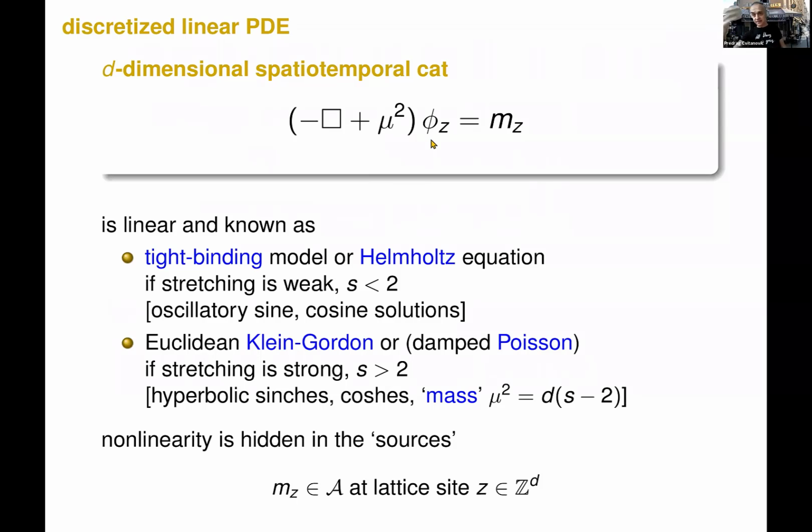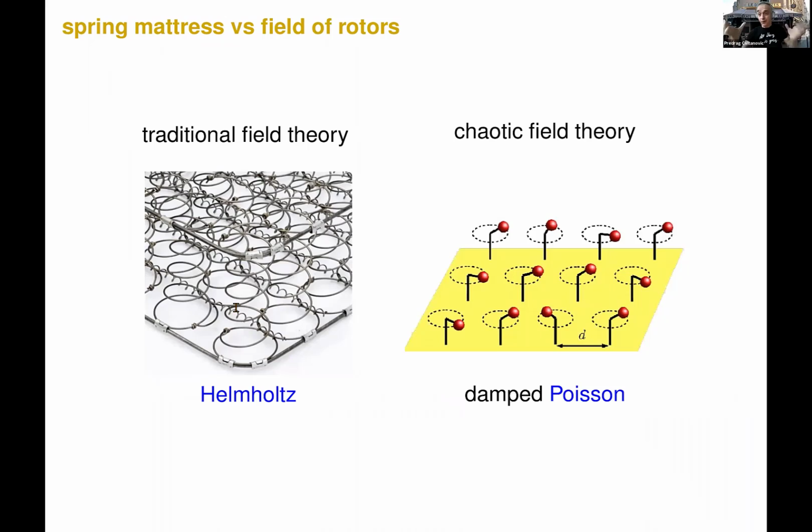You recognize it. This is what you've always seen in field theory for scalar fields. Now, if mu squared is negative, this is called the tight binding model for condensed matter people, or Helmholtz for applied math people. And we know the solution, there are sines and cosines. If this is a positive number, this is called Klein-Gordon, Yukawa, Poisson. And this is a linear problem. Nonlinearity is hidden in the sources. That's chaos for field theorists.